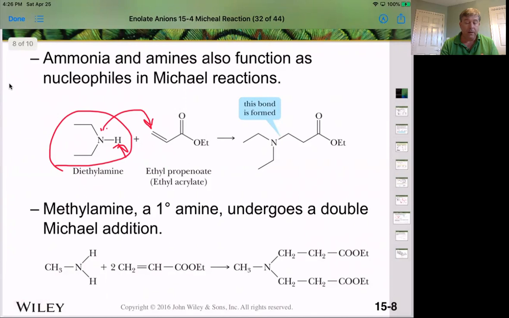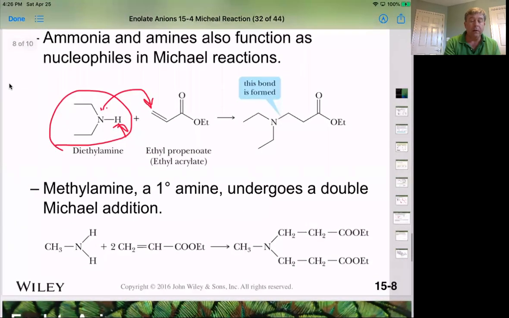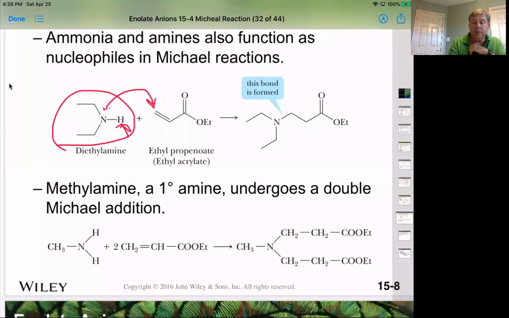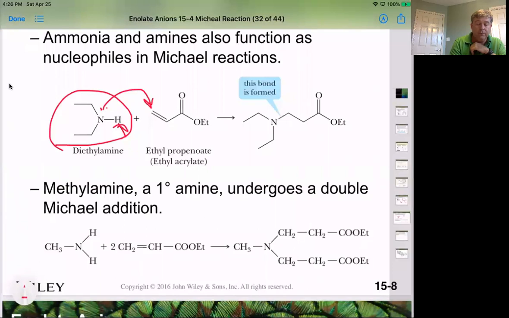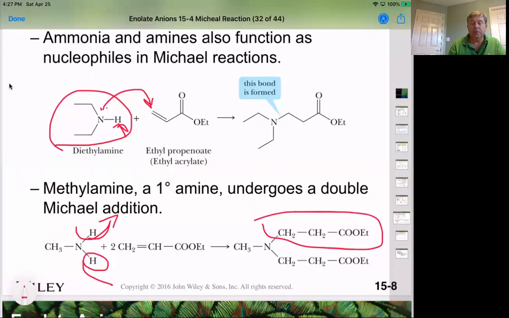Okay. Now, if we have a secondary amine, we can only do one single addition on that system. But if we have a primary amine, once we do one addition to give us this here, we still have an acidic hydrogen on that nitrogen, and therefore it can actually take this one off too. And so the first one gives us our first addition product, and then our second hydrogen can give our second addition product.